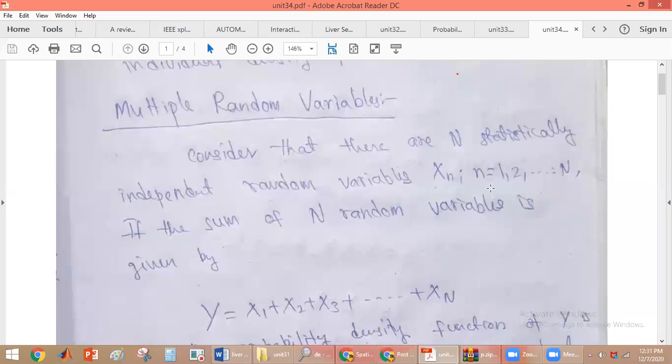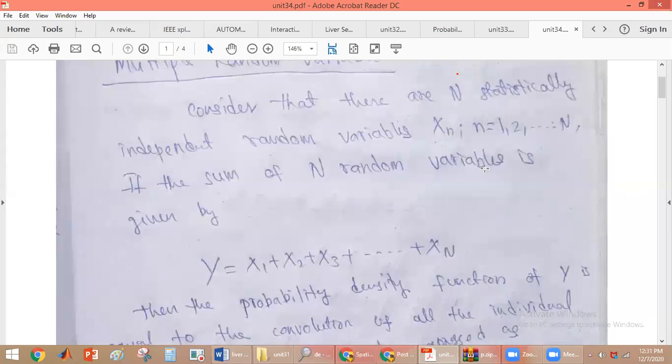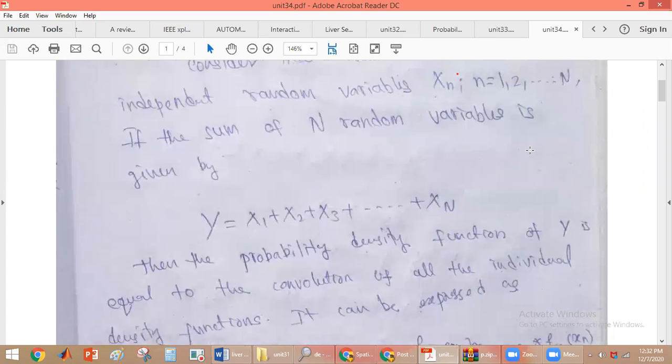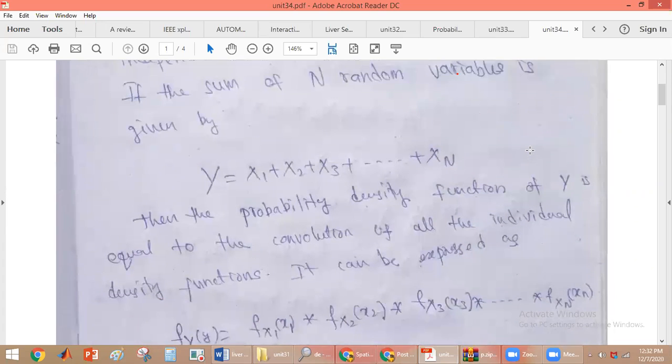So we'll discuss multiple random variables. In the previous case, what have we done? We have taken only two random variables, x and y. So what is omega? It is x plus y. Whereas in this case, we take n random variables, that is x1, x2, and so on up to xn. Now what is y? Y will be the sum of these n random variables, that is x1 plus x2 plus x3, and so on up to xn.